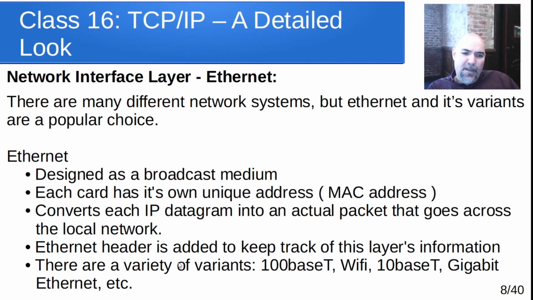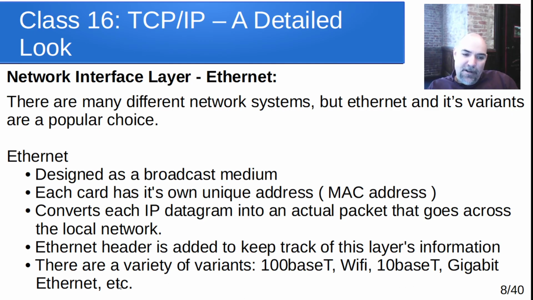But the Ethernet header is added to keep track of the layer information, so it has its own header. And that layer's information includes the hardware address of the machine that it's going directly to, and some other stuff about the version and so forth. We'll look at that more carefully here in a second.